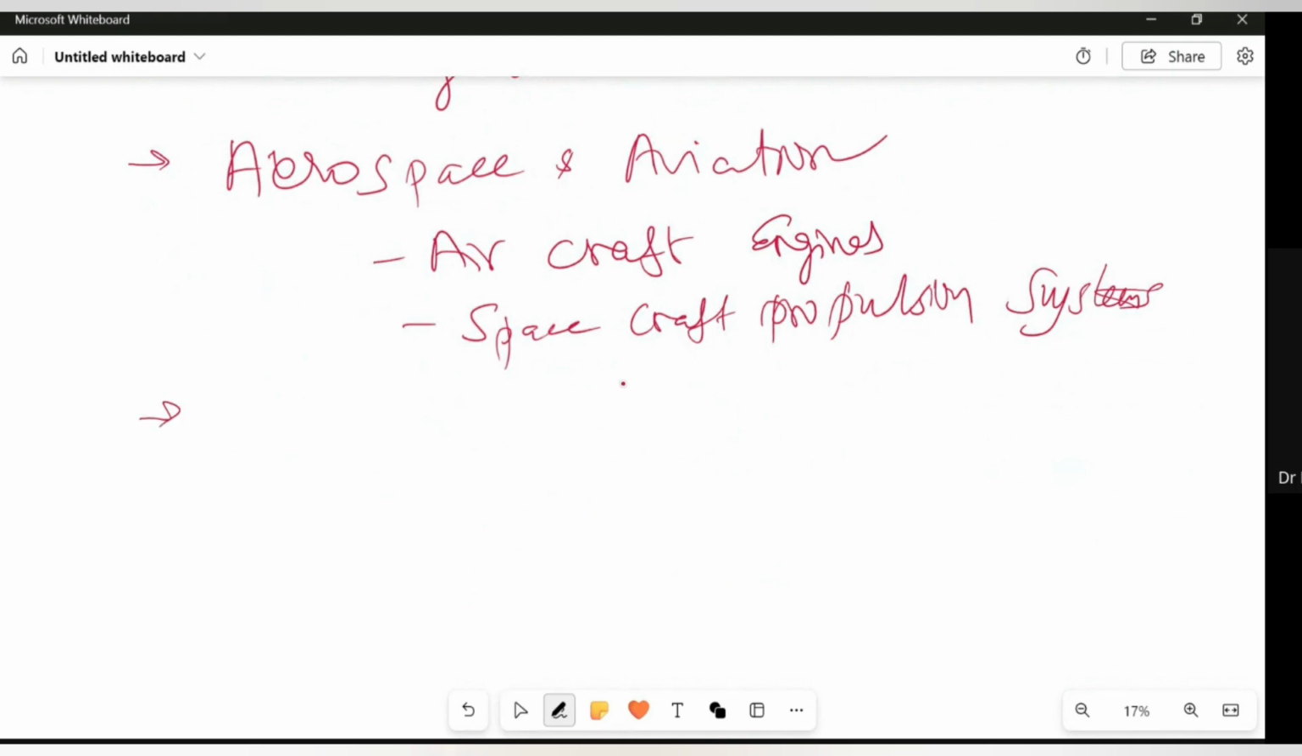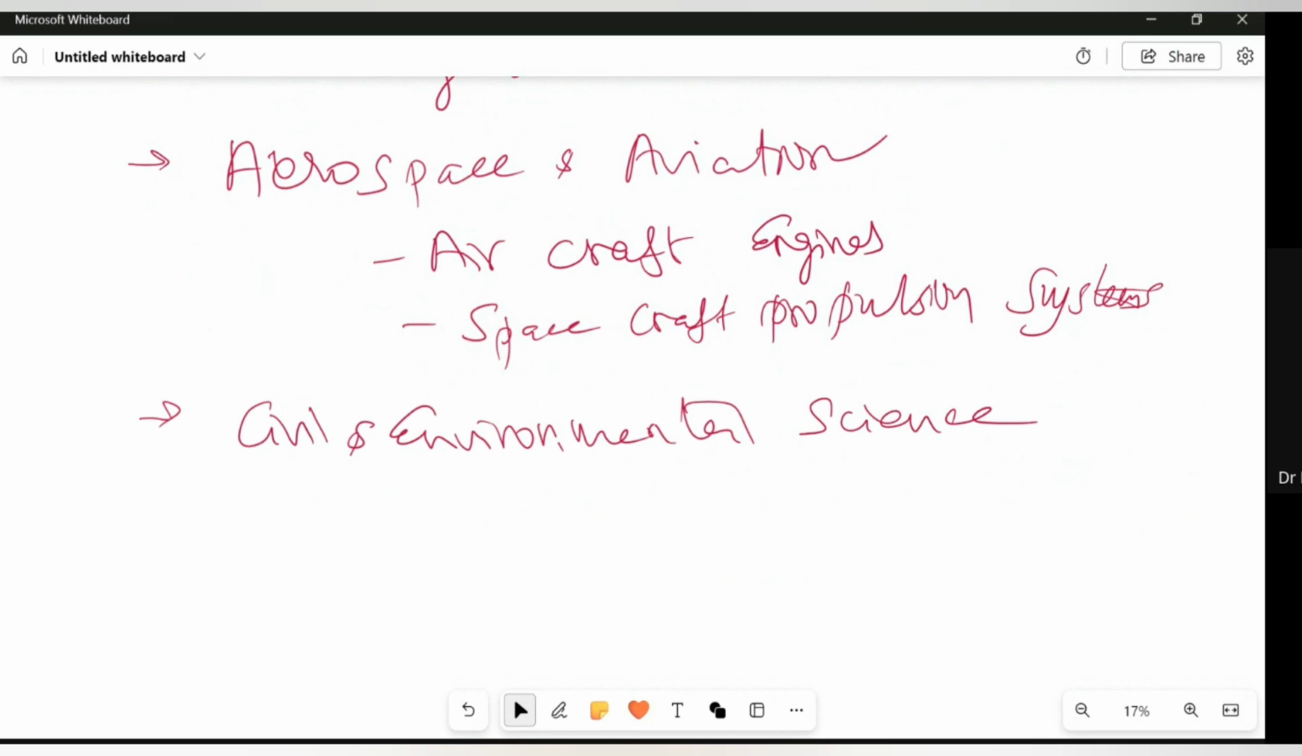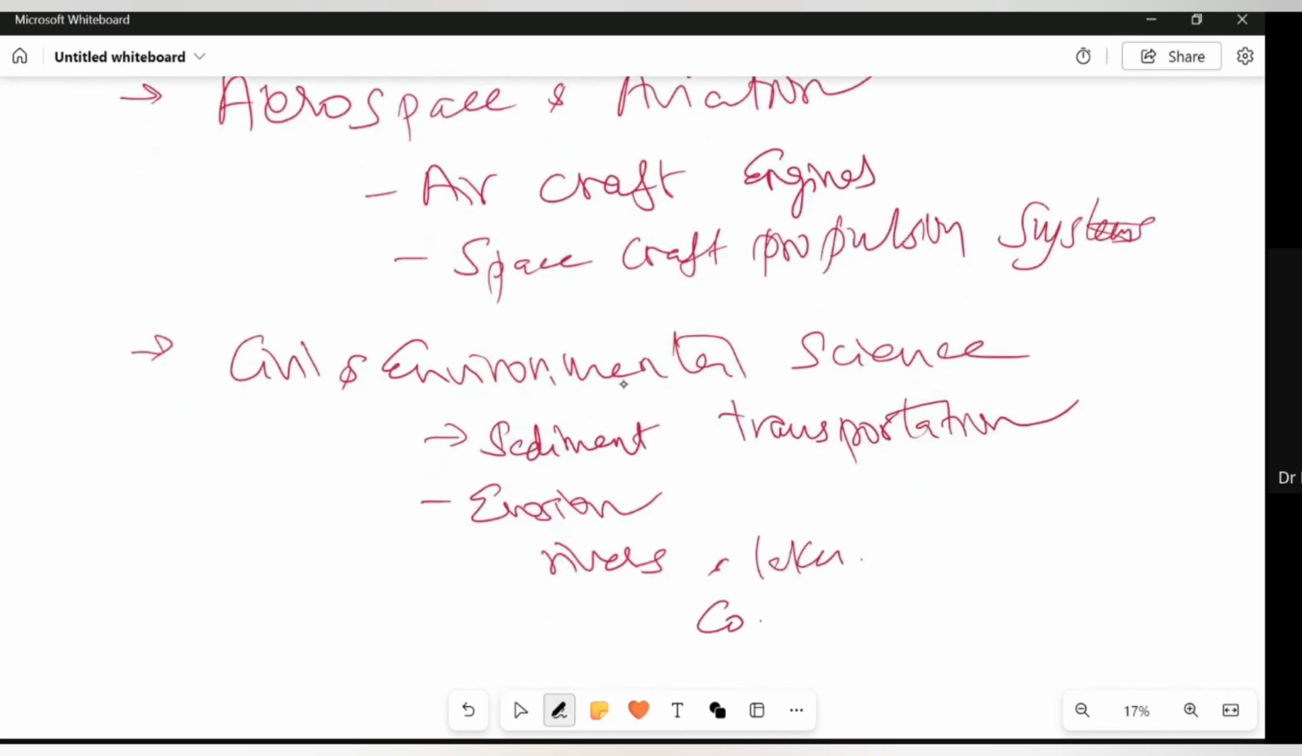So as I said, even in civil and environmental science, particularly sediment transportation and erosion, how sediments get deposited in rivers and lakes, and particularly in coastal environments, this Stokes law for terminal settling velocity is useful.